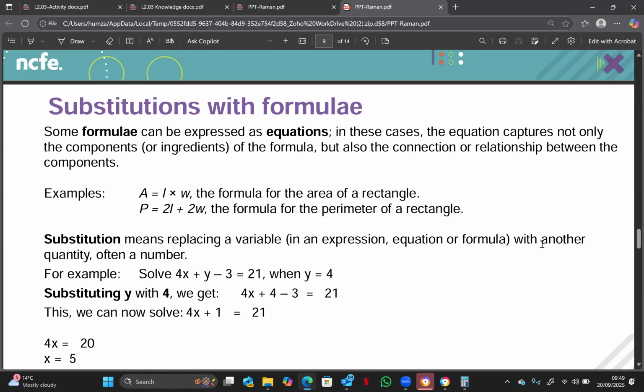Substitution means replacing a variable in an expression, equation, or formula with another quantity, often a number. For example, solve 4x plus y minus 3 equals 21 when y is 4. So all we do is add 4 in where y is. So it would be 4x plus 4 take away 3. Now we can do the take away first. So 4x plus 1 equals 21. So 4x equals 20 and x equals 5. That's pretty simple. You understand how I did that, don't you?